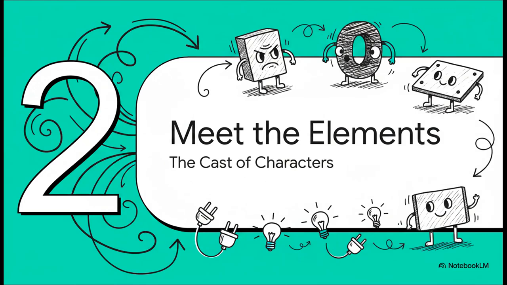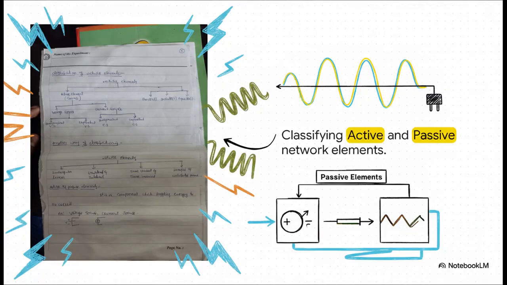Moving right along to section 2, meet the circuit elements. Basically, our cast of characters. Before we get too deep into how the energy actually flows, let's ground ourselves with some real handwritten student notes. I absolutely love looking at these because it takes all these highly technical concepts and makes them, well, human and approachable. We're simply classifying network elements into two main buckets here, active elements and passive elements.